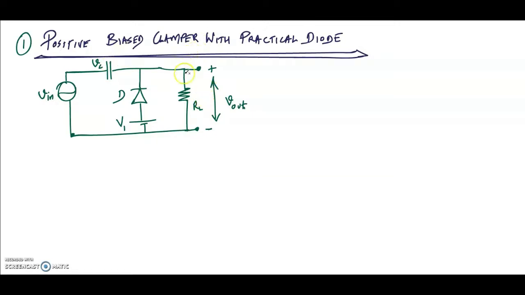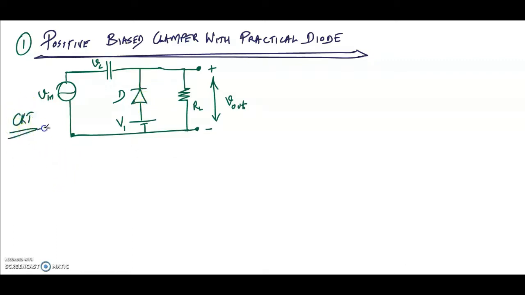positive clamper means it will clamp the waveform in the positive direction. As you can see, the arrow direction is upwards, meaning it is clamping or pushing up the waveform in the positive direction. That's how you can remember the direction of the diode in the clamper. Let's start. This is your basic circuit.